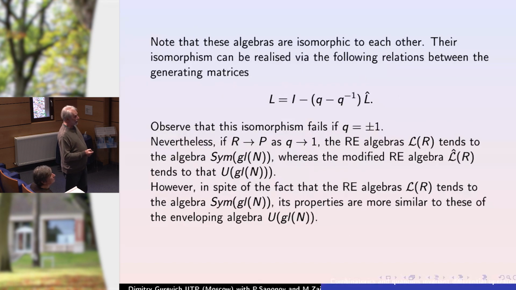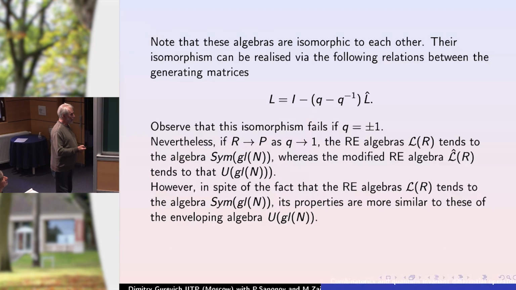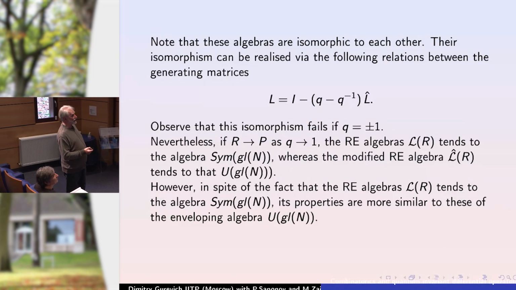Okay, now it is not the classical situation. The classical situation, you know well, that symmetric algebra is a limit of reflection equation algebra when R is going to P, the usual flip, as Q is equal to 1. The modified reflection equation algebra tends to the enveloping algebra, and these algebras are not isomorphic to each other. And finally, here, by this change, it's possible to go from the reflection equation algebra to modified reflection equation algebra, in spite of the fact that in the limit Q equal to 1, it is not possible to do.